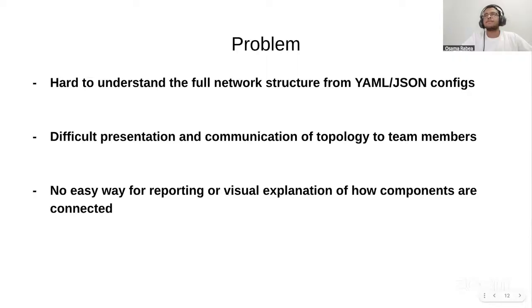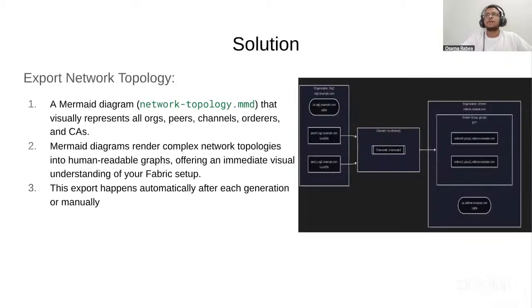Before Mermaid, Fablo could generate a full Hyperledger Fabric network. The network structure was defined only in YAML or JSON configuration files, which were not easy to read or understand. They also made it difficult to present and communicate the topology to other team members. Also, there was no simple way to visualize or document how everything was connected. Now we have a clear diagram that represents all organizations and peers and how they are connected. Let's see it in an action demo.